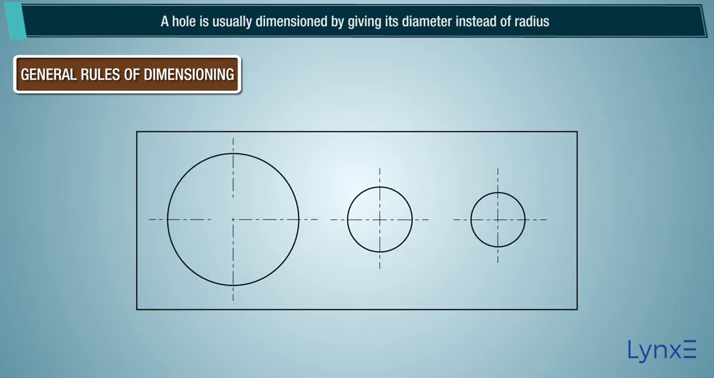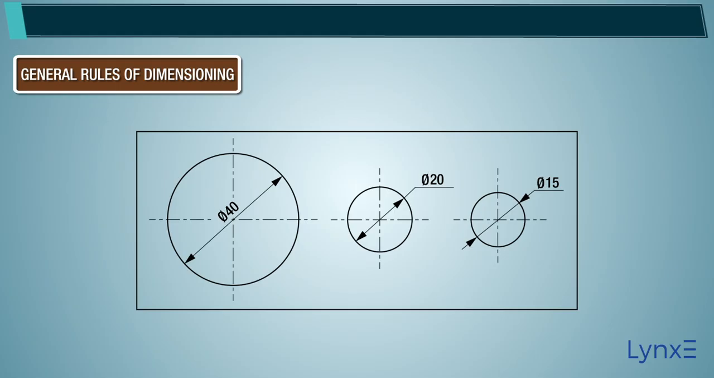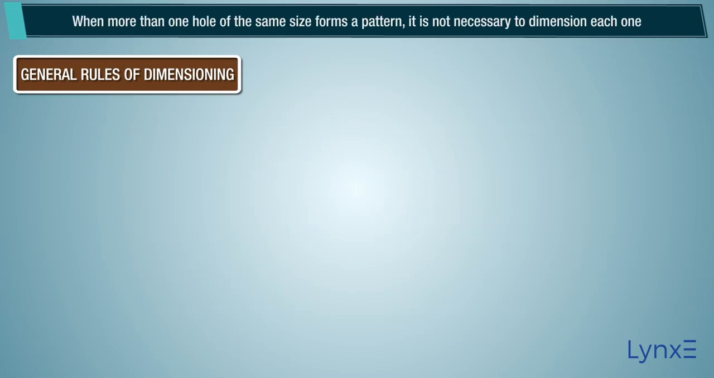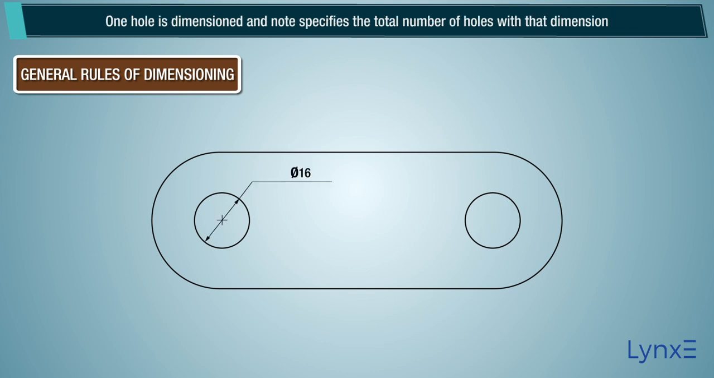A hole is usually dimensioned by giving its diameter instead of radius. The dimension indicating a diameter should always be preceded by the symbol. When more than one hole of the same size forms a pattern, it is not necessary to dimension each one. One hole is dimensioned, and note specifies the total number of holes with that dimension.